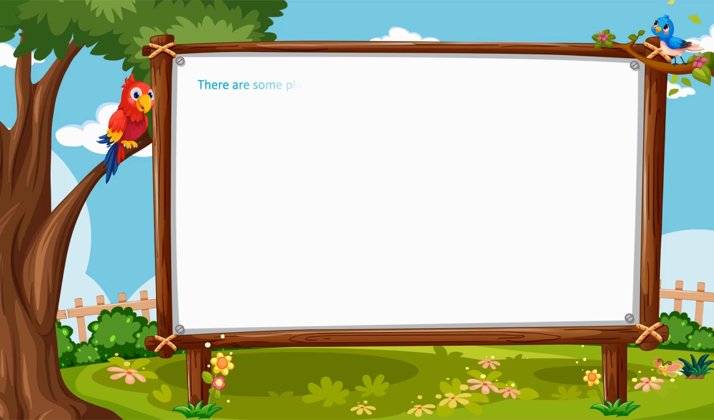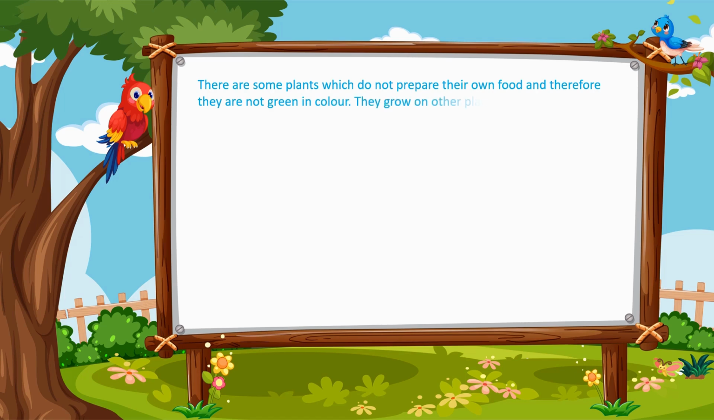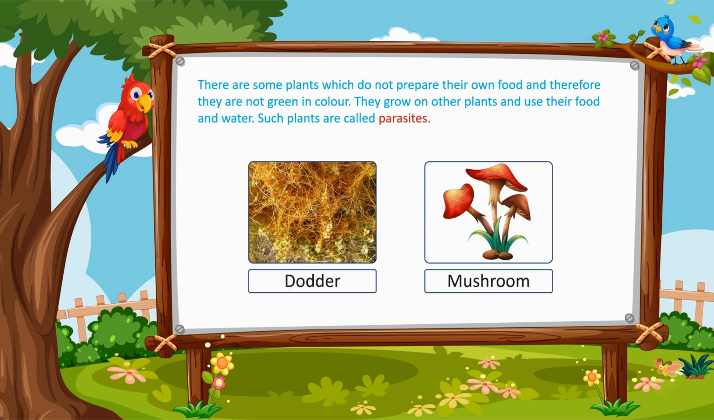There are some plants which do not prepare their own food and therefore they are not green in color. They grow on other plants and use their food and water. Such plants are called parasites. Dodder, mushroom.